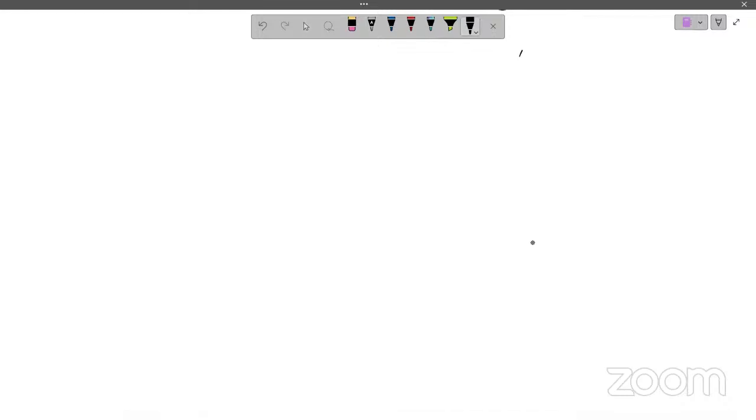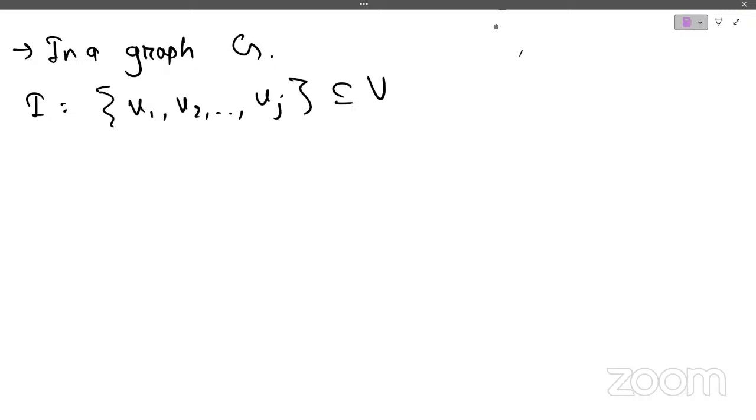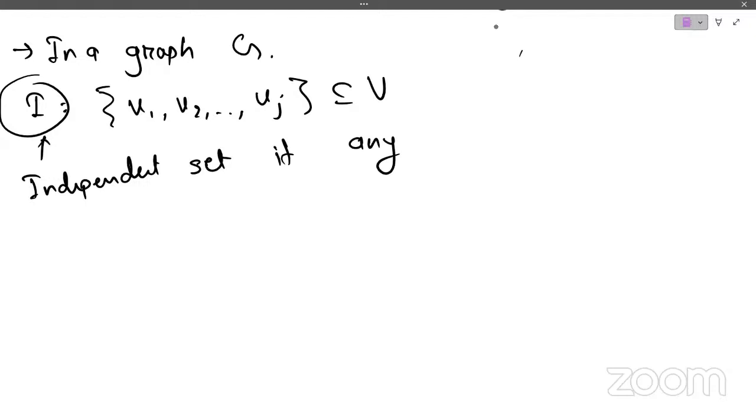Now we go to independence and dependence of vertices. In a graph G, suppose I have a set I which contains some vertices, suppose V1, V2, and so on up to Vj, any subset of the vertex set V. We say that this set is an independent set if all the Vi are non-adjacent to each other.